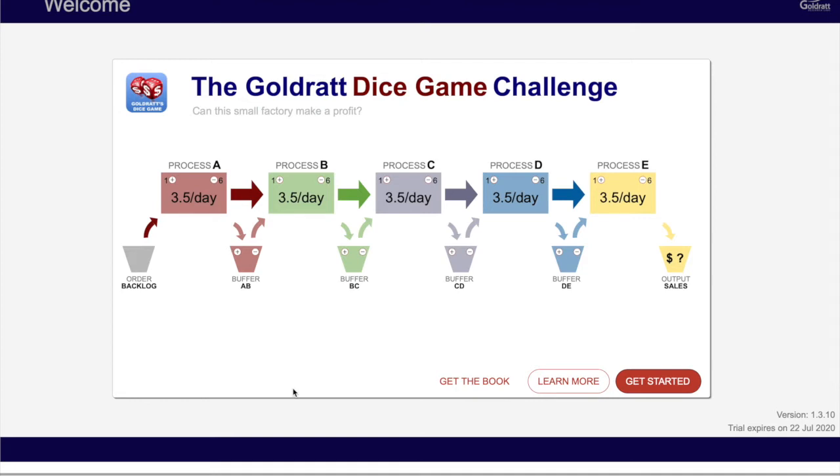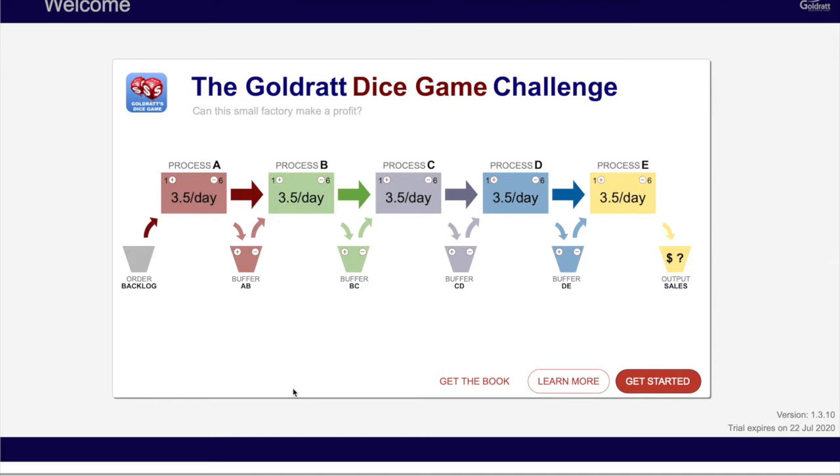The obvious answer sounds like 3.5 times 100, so it should be able to do 350. Really? Will it really be able to do 350? The correct answer would have been, it depends. So what does it depend on? And this dice game allows us to discover what it really depends on.